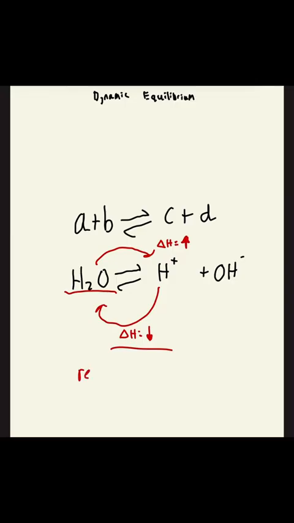So the reverse reaction is favoured because of the lower activation energy. It's easier for the reverse reaction to occur than the forward reaction. Right, that's just another thing to note with dynamic equilibrium. The concentration of reactants will be higher than the concentration of products because of the activation energy.